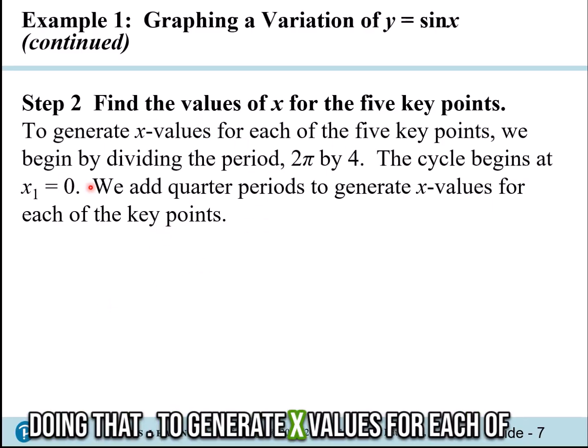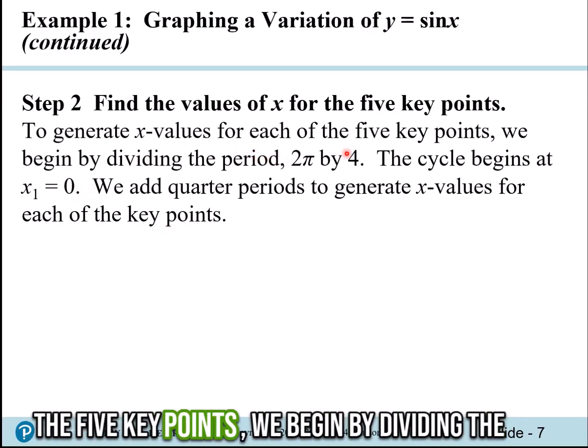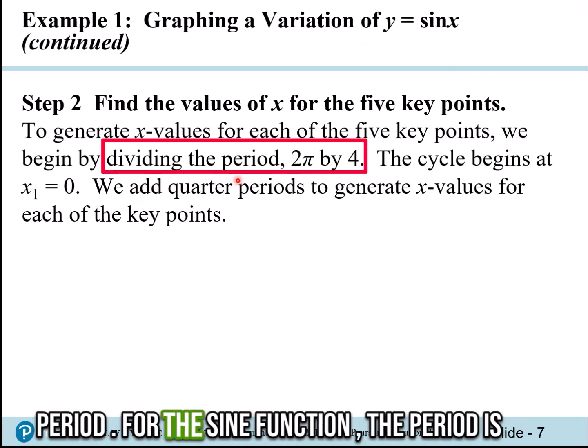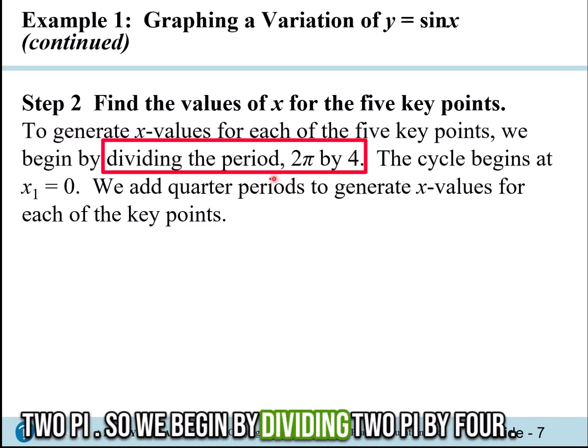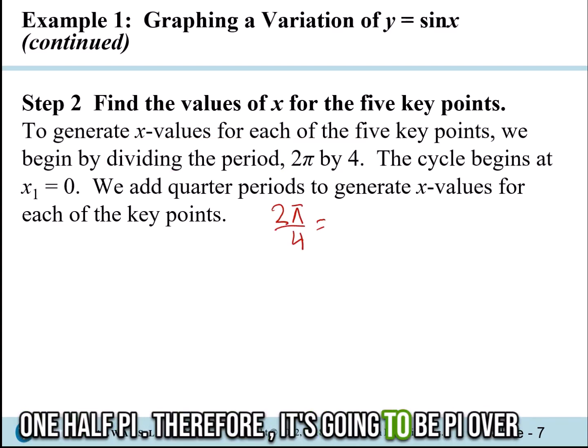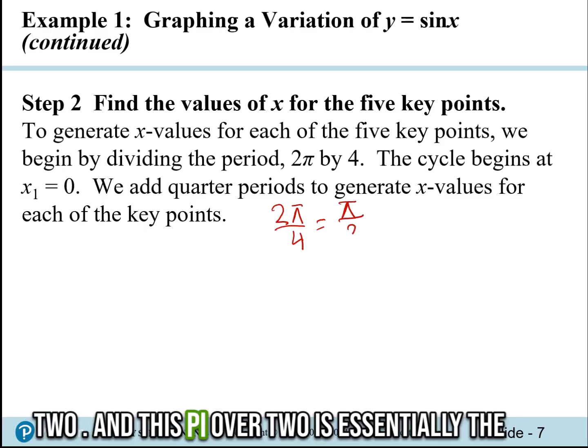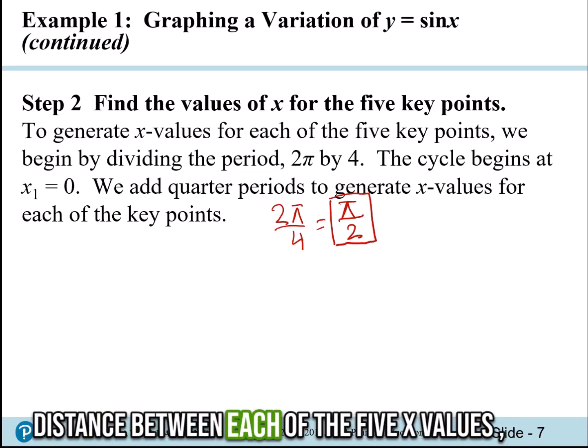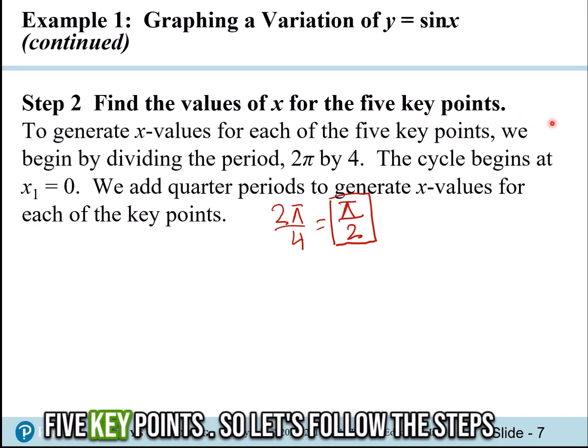To generate x values for each of the 5 key points, we begin by dividing the period. For the sine function, the period is 2 pi. So we begin by dividing 2 pi by 4. When we do that, 2 pi divided by 4 is 1/2 pi, therefore it's going to be pi over 2. And this pi over 2 is essentially the distance between each of the 5 x values, 5 key points.